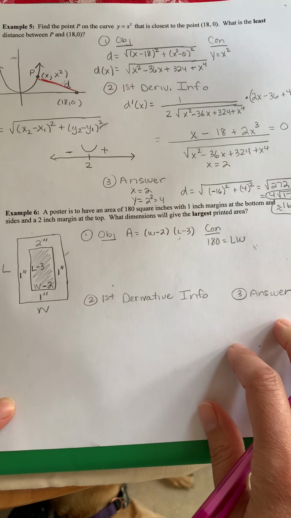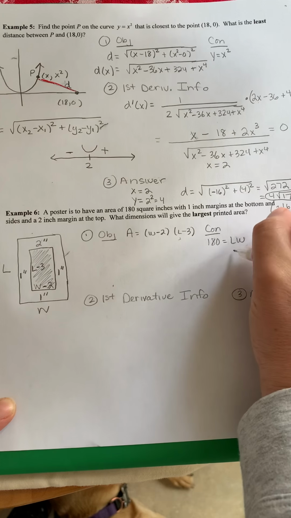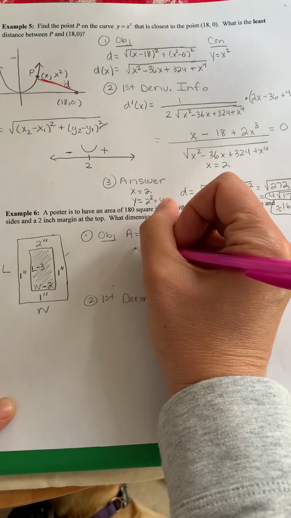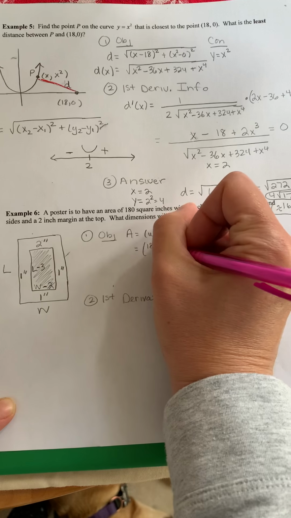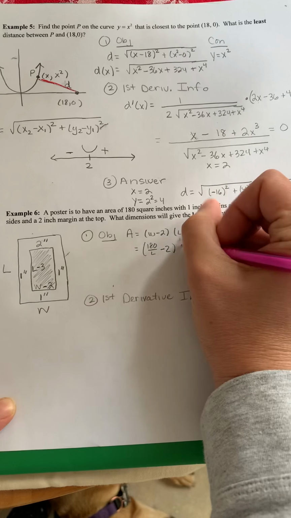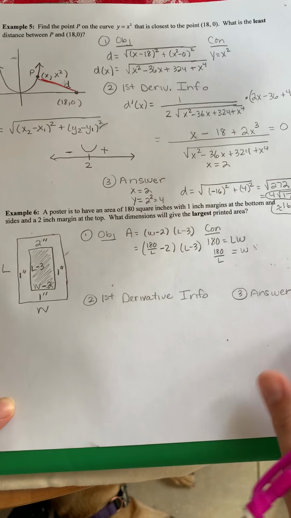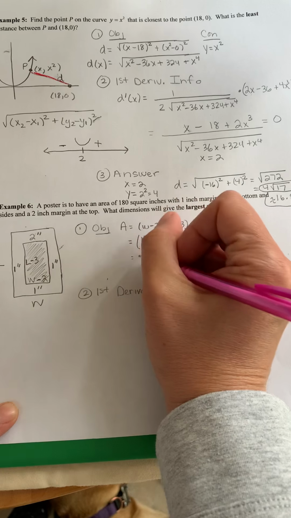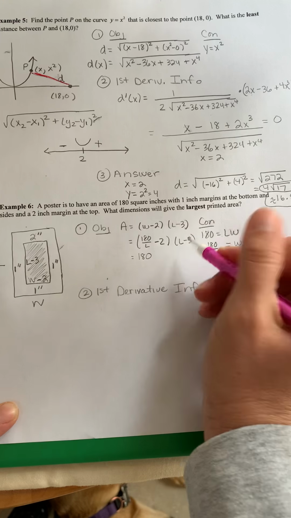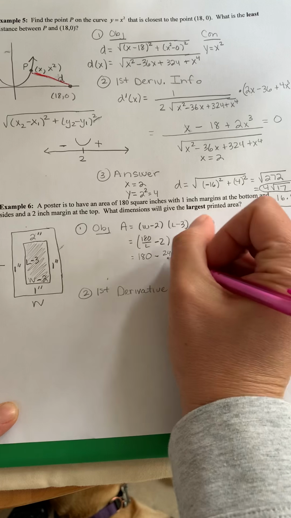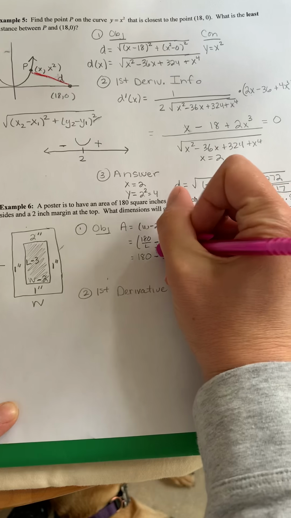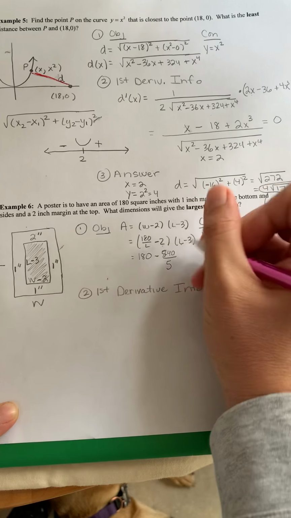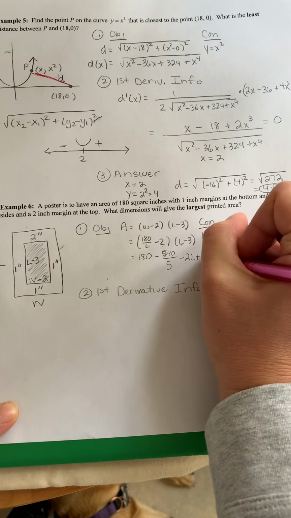Okay, so we need to get that down to one variable. I'm going to solve this for W. So I have 180 over the length, and I'm going to substitute that in. So I'm going to have 180 over the length minus 2, and then the length minus 3. So foiling that out, when we multiply the F, the L's will cancel, so we get 180 right here. We're going to get minus 540 over L. Actually, that's 540 rather over L. And then here we're going to have a minus 2L, and then finally a plus 6.